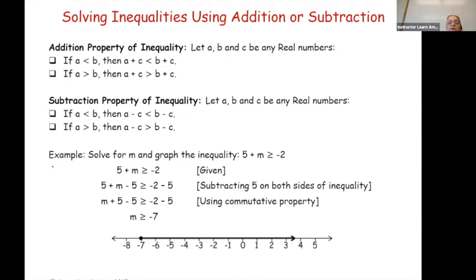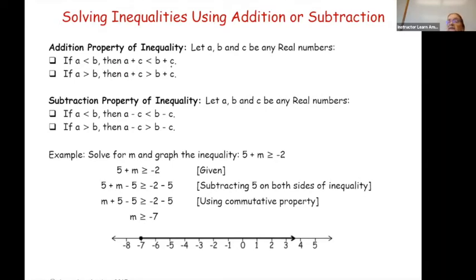Addition and subtraction properties for inequalities. If A is less than B and you add the same thing to both, you keep the inequality. We preserve the order of the inequality. If A is greater than B, then adding the same thing to both sides, again, preserves the order of the inequality.